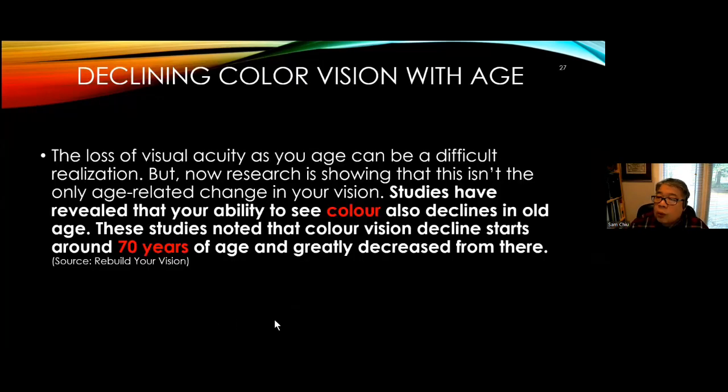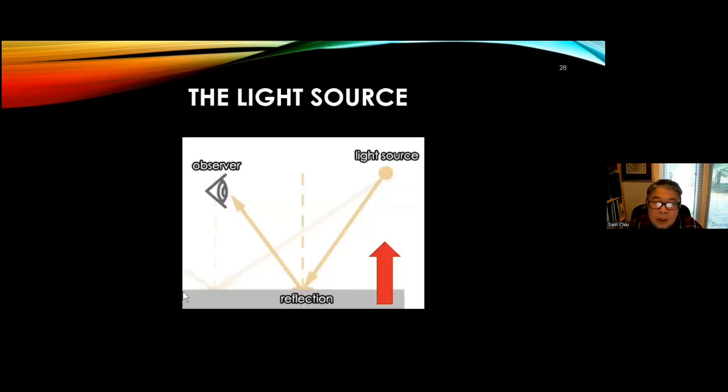More so, vision is dependent on age. Studies have shown that the ability to see color declines with age, and the decline actually starts around 70 years old. So most of us here, our color vision may be declining. So we now talk about the other issue, the light source.